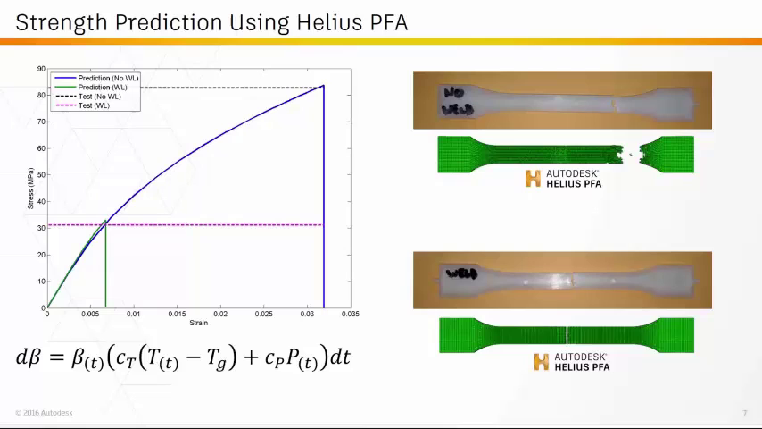Note that the prediction with the weld line and Autodesk Helius PFA employs the mathematical model shown on the screen. Using Autodesk Helius PFA to predict the strength reduction of weld lines allows for more accurate prediction of the strength of fiber reinforced parts and unfilled parts.